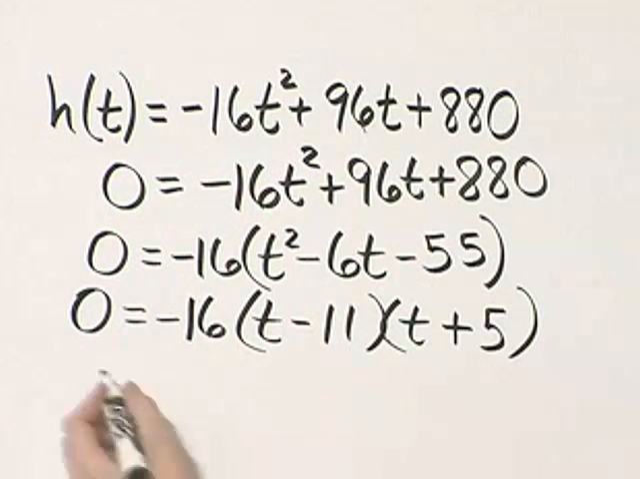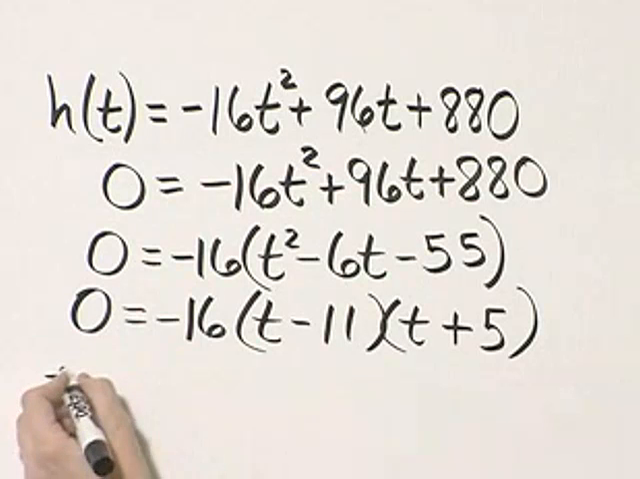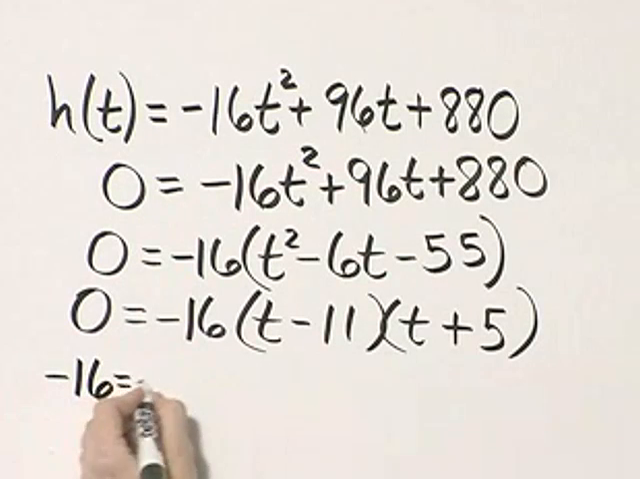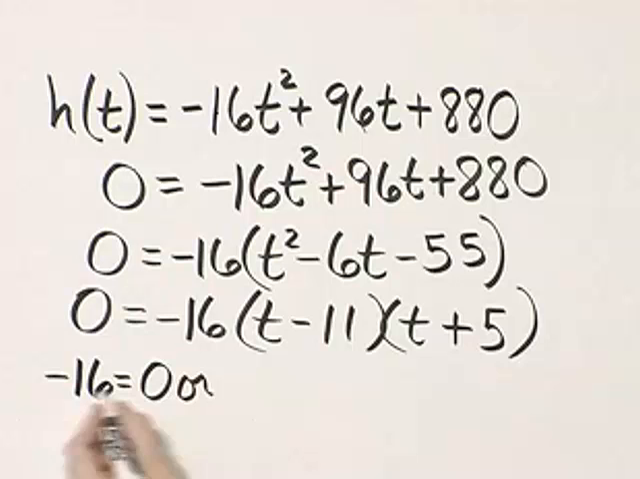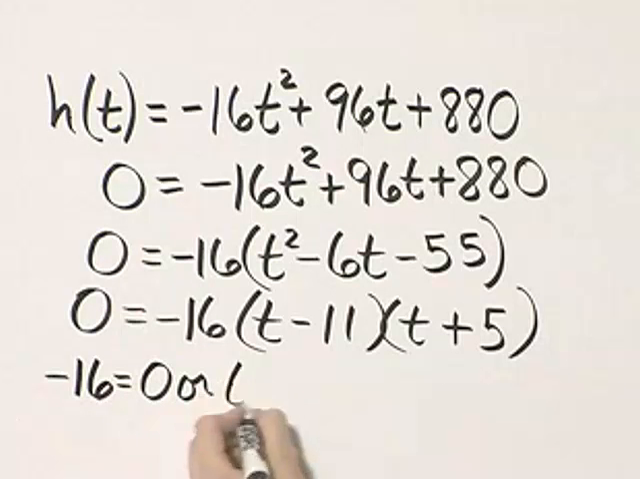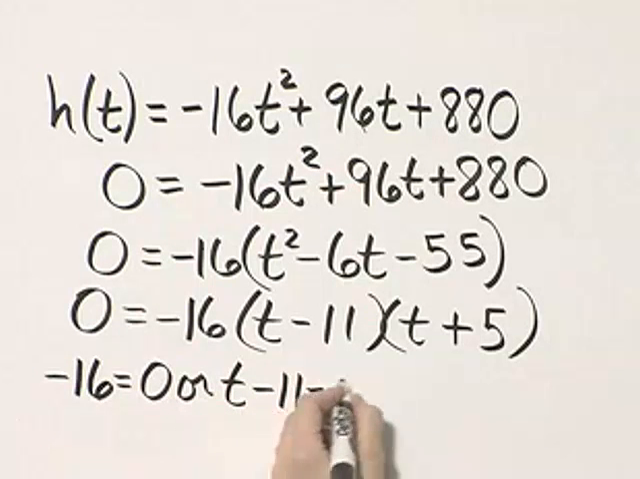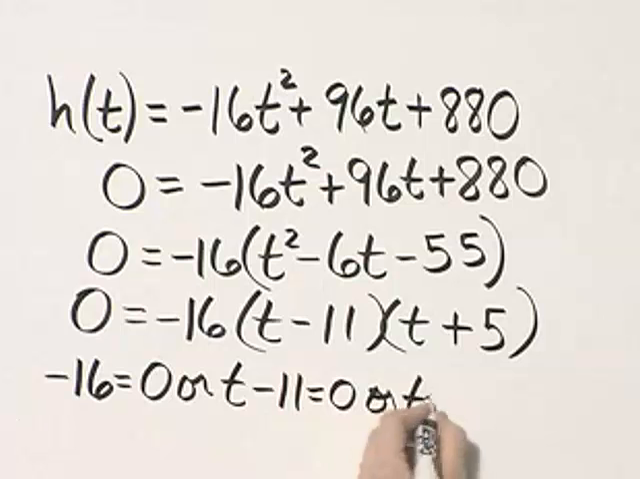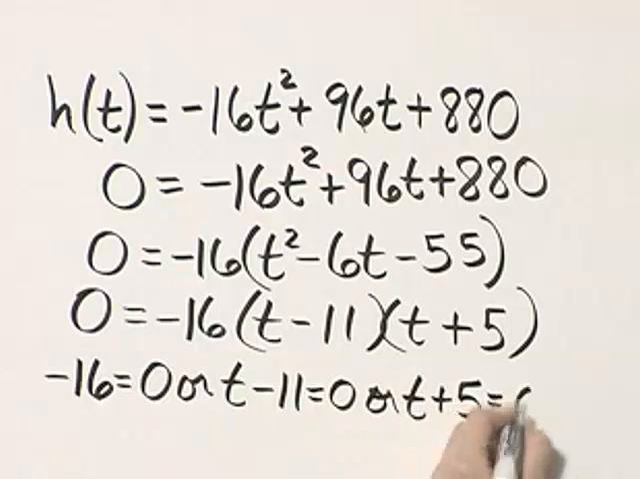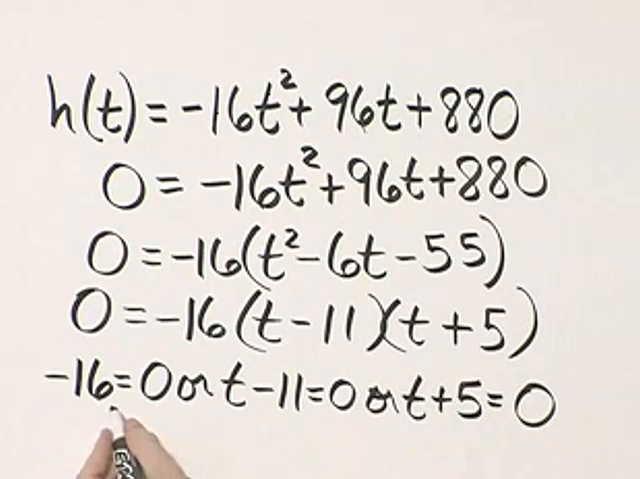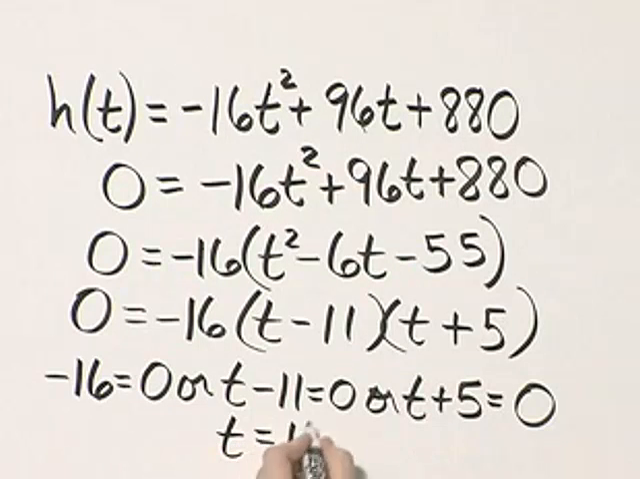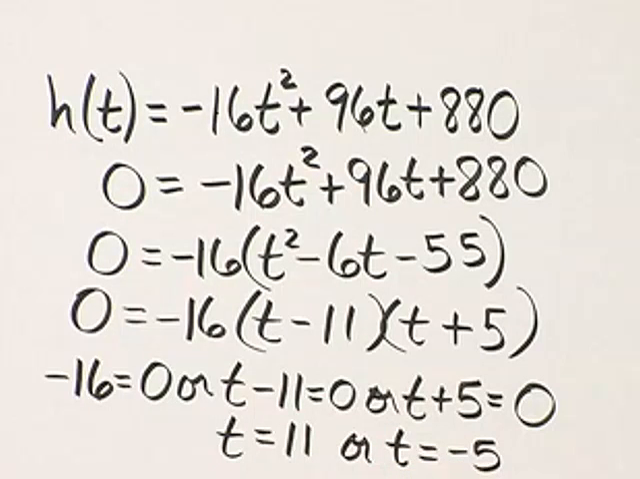Now once we've factored, remember we set each factor equal to 0. So negative 16 is equal to 0, or t minus 11 is equal to 0, or t plus 5 is equal to 0. Of course, this gives me no solution. Here I'll add 11 to both sides, and I'll have t is 11. Here I'll subtract 5 from both sides, and I'll have t is negative 5.